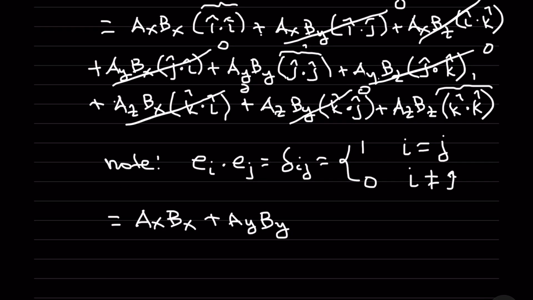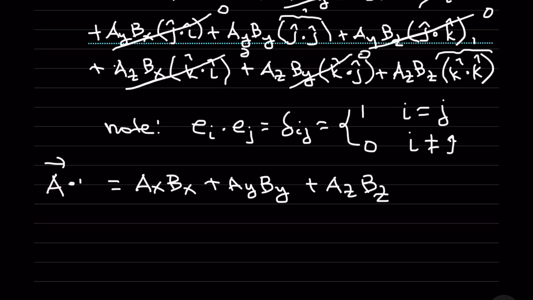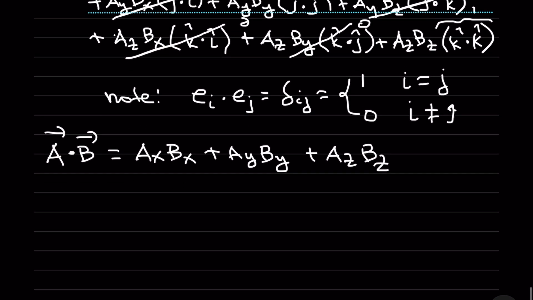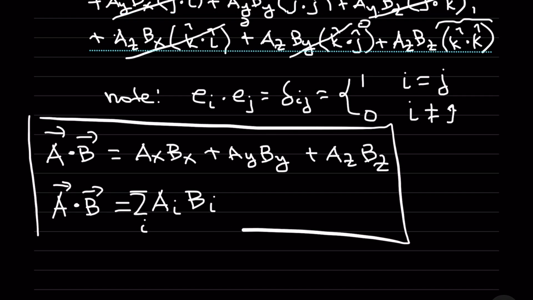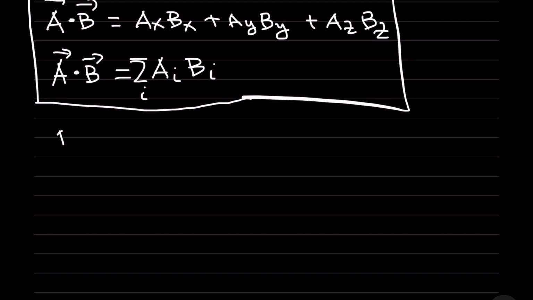The result is quite simple. You see that we are just looking at the sum of the products of the same components. Now, we can write this in a very simple way using the summation notation as shown on the screen. So that is the algebraic definition of the dot product.